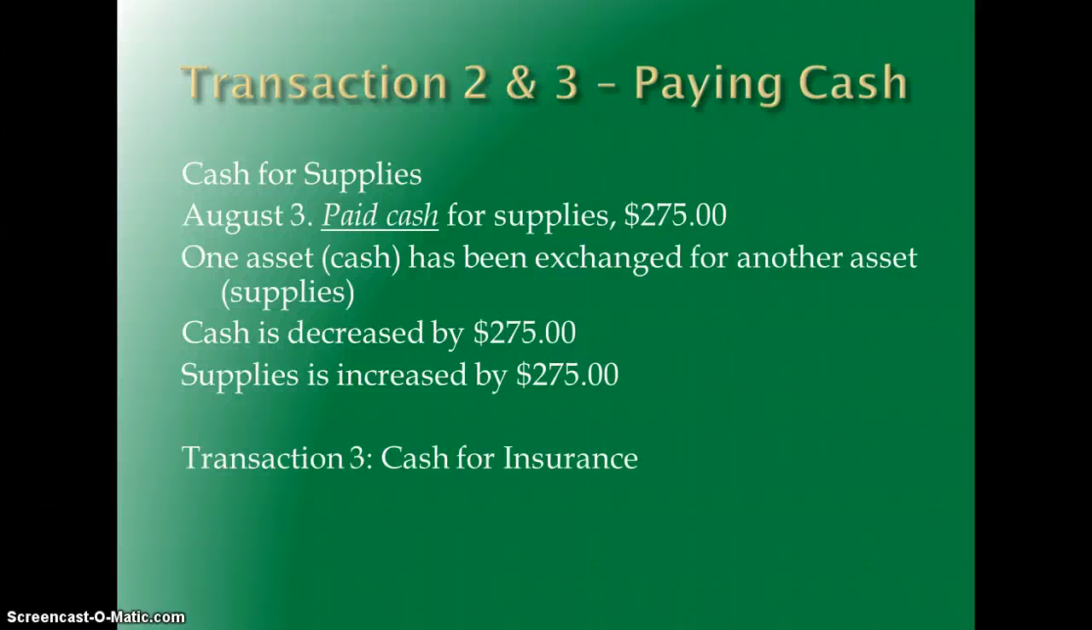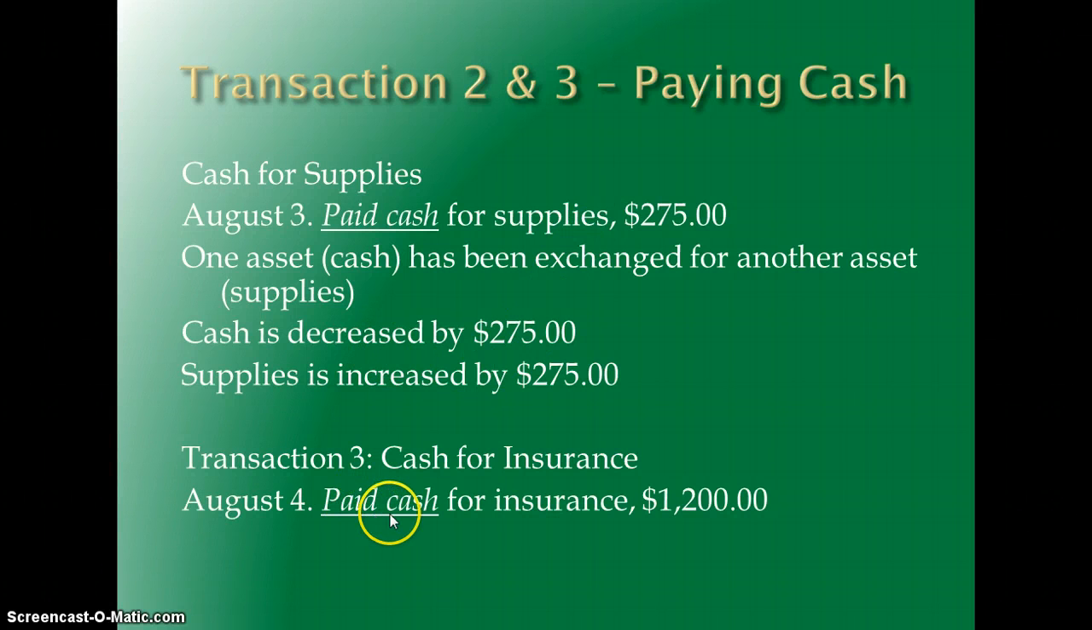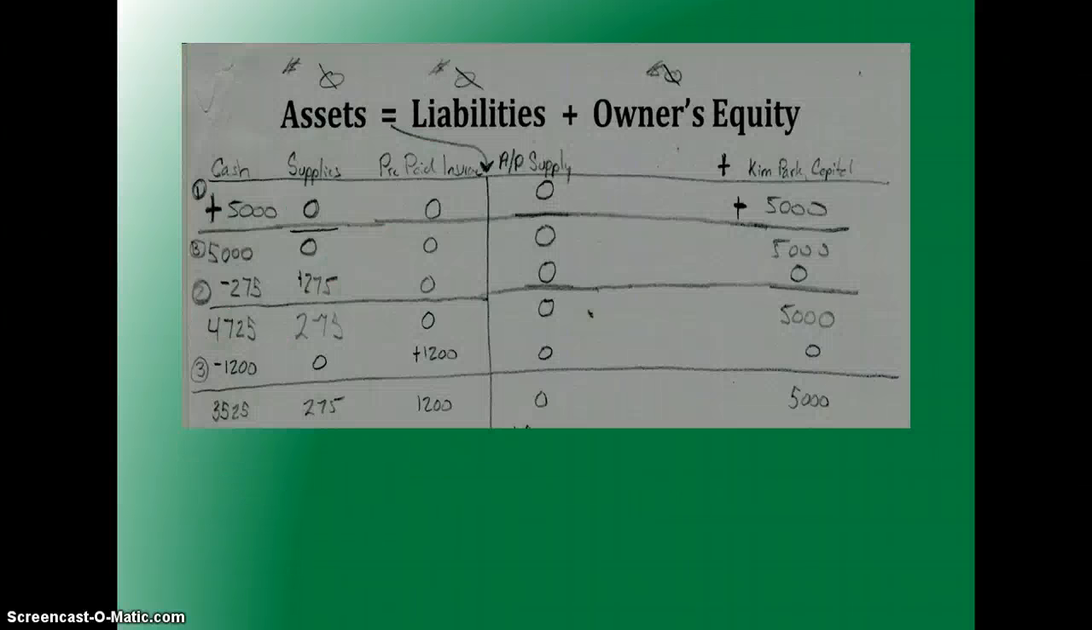Transaction number 3 was cash for insurance. This is done the exact same way. Insurance is also another asset. I'll go ahead and tell you that right now. So it's done the exact same way. If I paid cash for insurance, cash goes down when I pay it, and the value of insurance increases by this $1,200. Is the equation still in balance? Let's look at it in example form.